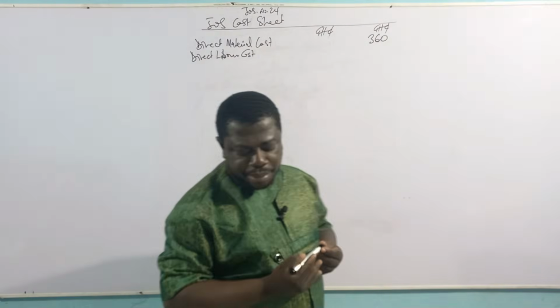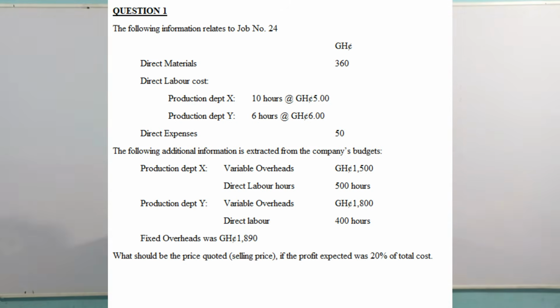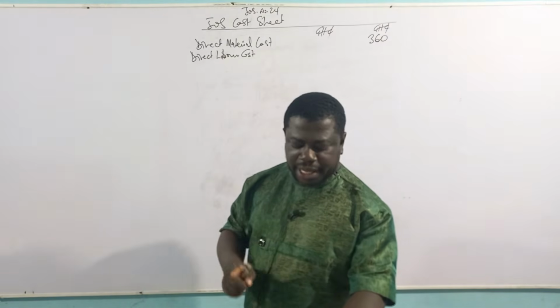Now, with the direct labor cost, we were given two production departments, production department X and production department Y. What we are told is that for production department X, for each unit of the product, we will need 10 labor hours. Please understand, we will need 10 labor hours for each unit of the product. And the rate to pay per hour is 5 cedis.